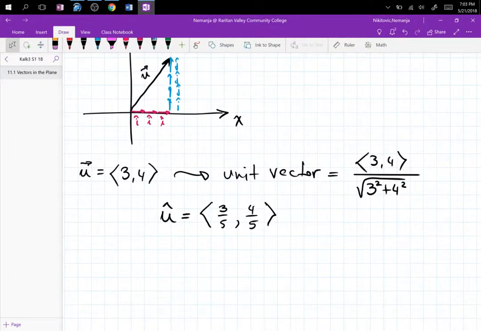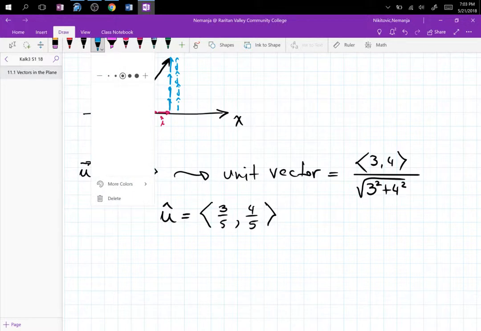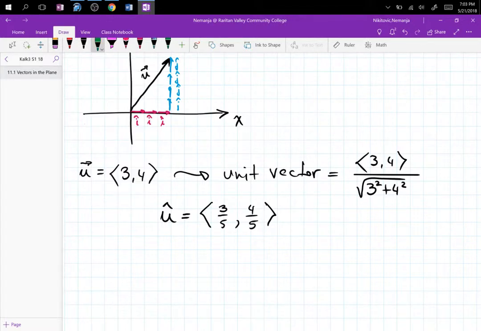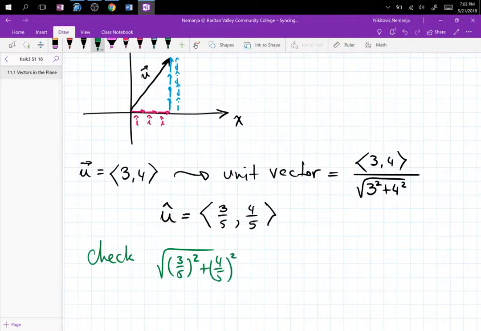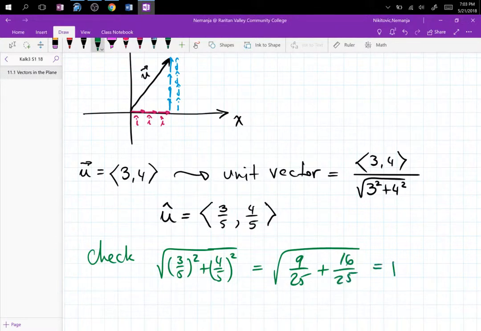So, to check, I will go 3/5 squared plus 4/5 squared is 9/25 plus 16/25, which is square root of 25/25, which is 1. And that's the magnitude, right? So vector u hat is the unit vector because it has magnitude of 1.